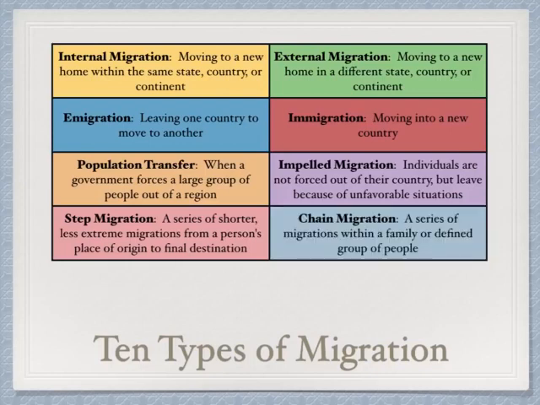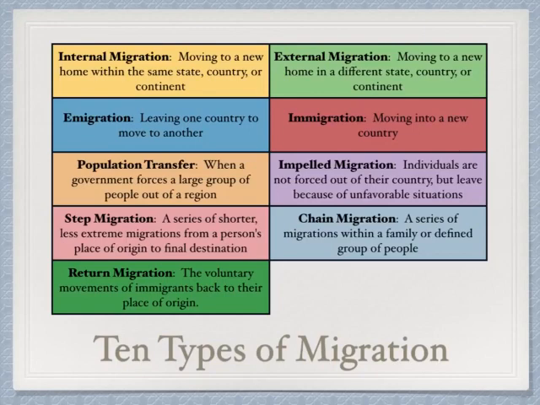A chain migration is a series of migrations within a family or a defined group of people. Now this usually begins, for example, with one family member who moves to a new home, works, and then sends money to bring the other family members into the same new location. When chain migrations happen, they result in what's called migration fields. Migration fields are the clustering of people from one specific region into certain neighborhoods or small towns. This is very common in the United States, a country which was made up of immigrants.